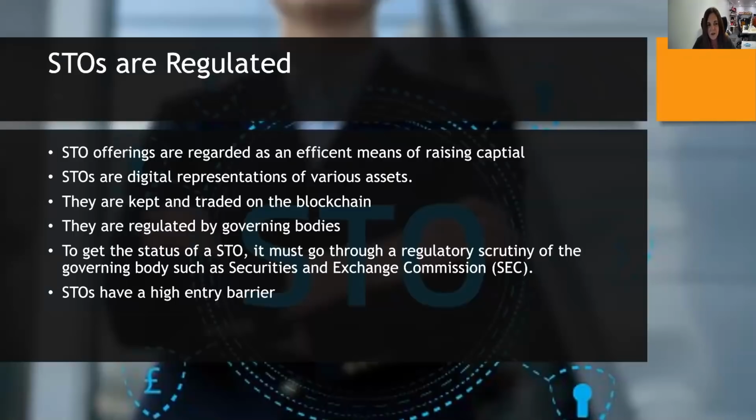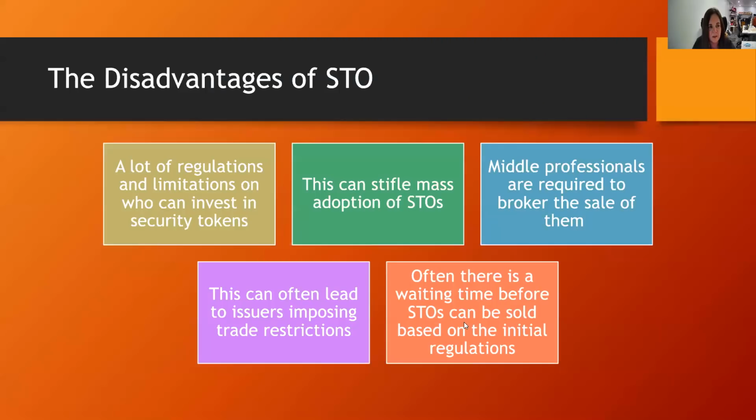as an STO. An STO has a high entry barrier, and this means that the everyday person can't just go out and buy an STO. You can't just go, yeah, well, today I'm going to buy $2 million worth of an STO token. It's quite a process to go through, and you often have to buy it through a broker or a financial advisor. So this brings me to the disadvantages of an STO.